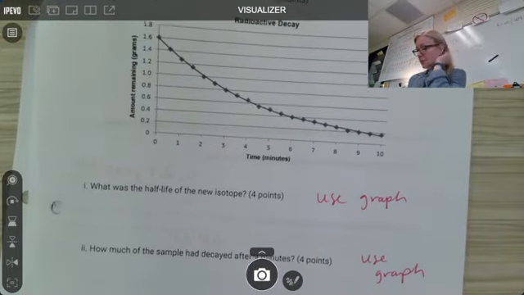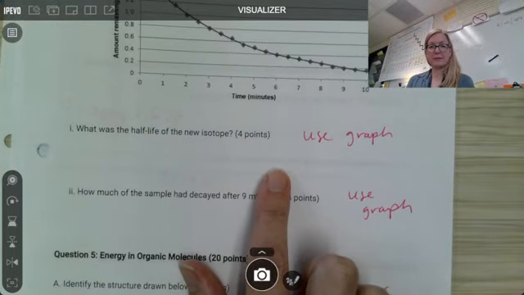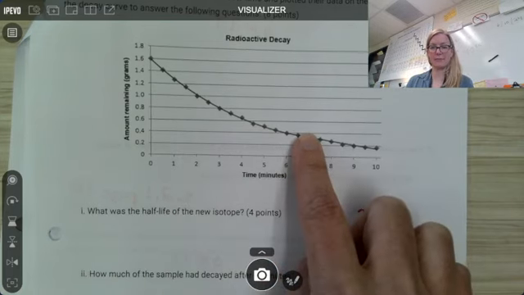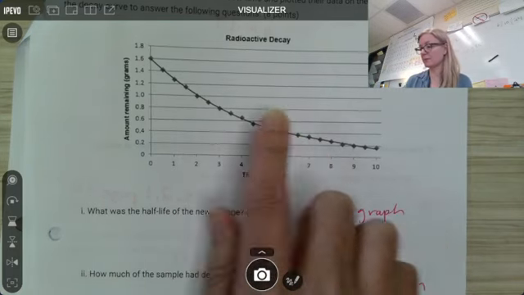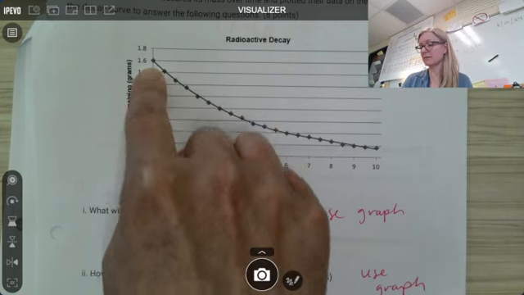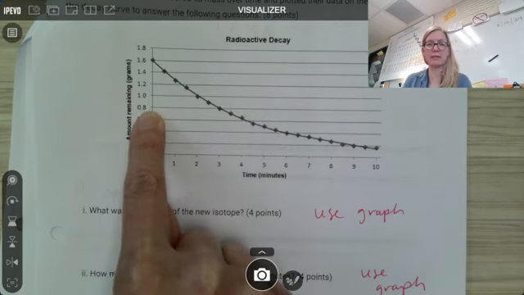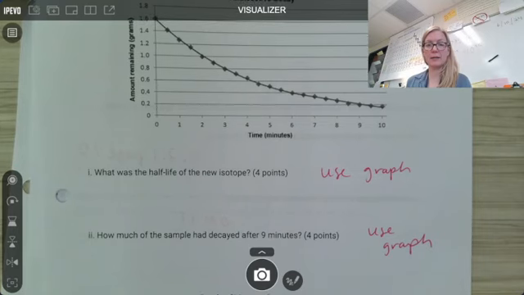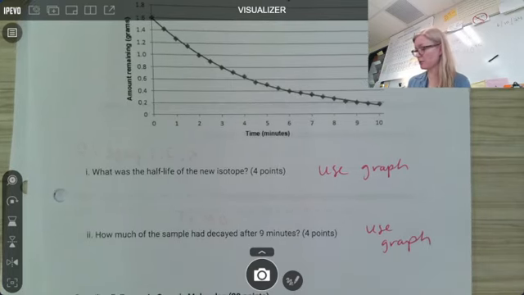And then for part B, number 1, what is the half-life of the new isotope? So that's the time it takes for the mass to be cut in half, or to go down by half. So if you're starting out at 1.6, use the graph to figure out how much time it takes to get down to 0.8. And then for part 2, again, just use the graph.